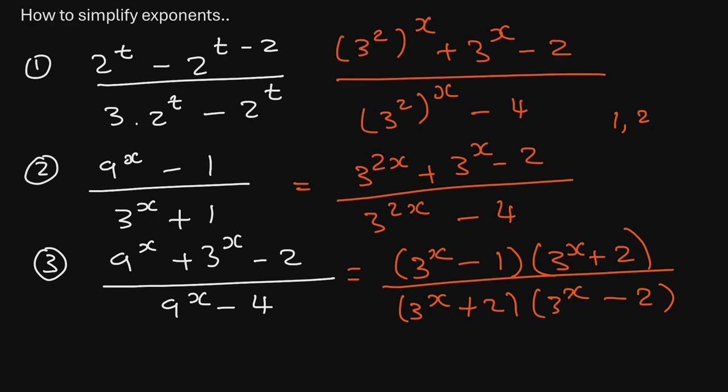And then in this problem, we need to identify things that are the same, things that can cancel out. So this one here will cancel that one because they are the same. And therefore, the answer for this problem will just be 3 to the power of x minus 1, all divided by 3 to the power of x minus 2. And therefore, there's nothing you can do here. So this will be the final answer. Thank you very much.